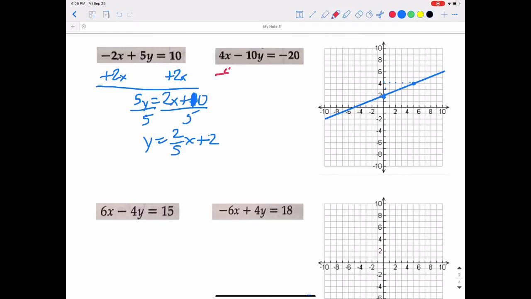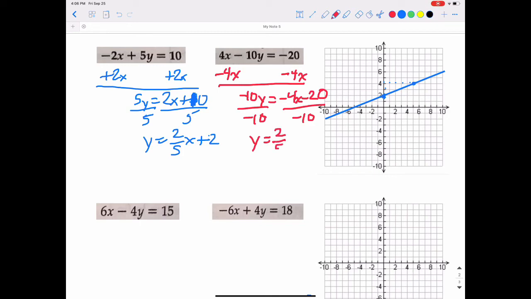We will subtract 4x from both sides. So minus 4x gives me negative 10y equals negative 4x minus 20. Now divide by negative 10. So y equals negative 4x divided by negative 10, which is positive 2/5 x. Negative 20 divided by negative 10 is positive 2. So we're going to graph y equals 2/5 x plus 2. So I go on the 2, place a point there, and from that point my slope is 2/5, so up 2 over 5.